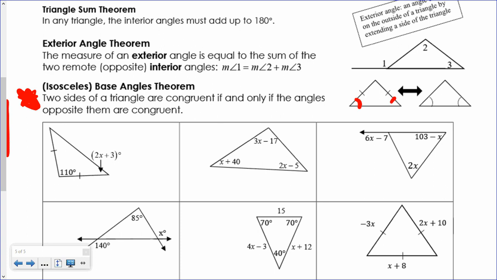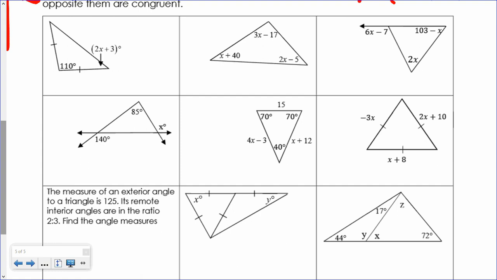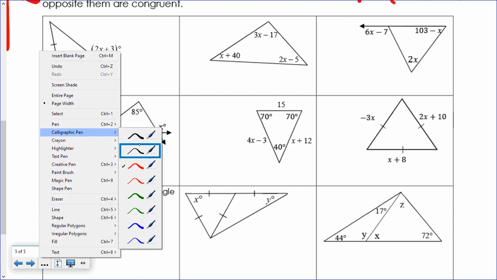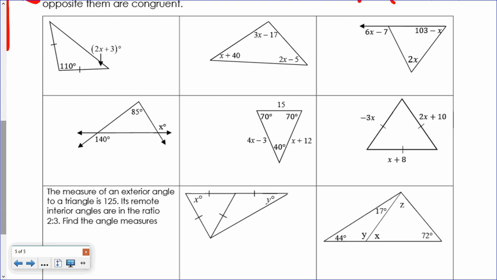It's the base angles, so it'd be those and those if you want to add to the picture. All right, we're going to use those three ideas to help us solve these questions. Take a look at the first one. What kind of triangle is it? It is obtuse. It's also isosceles. I need to know how to solve for x in this triangle. We just talked about a special theorem that has to do with isosceles triangles specifically.